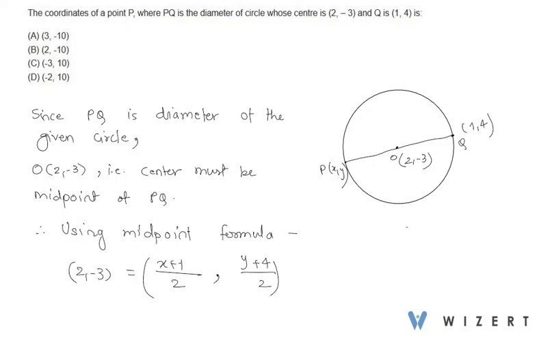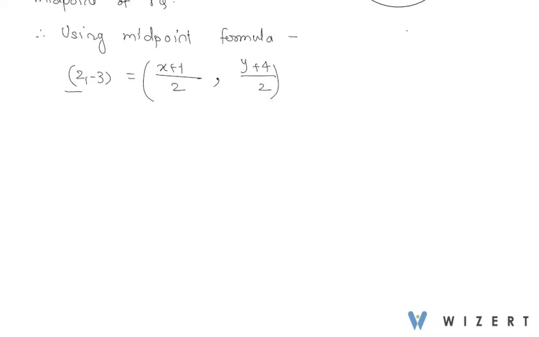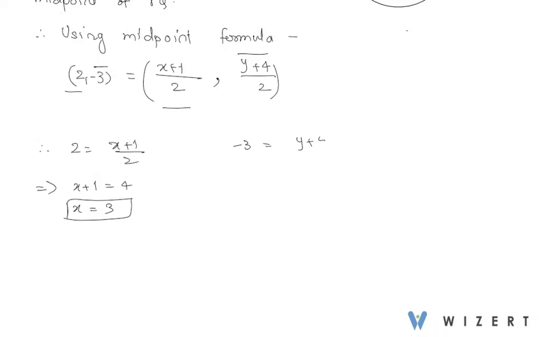This we have. Now we'll simply equate the respective x coordinate and y coordinates. So 2 will be equal to this and -3 will be equal to this. Therefore 2 equal to (x + 1) by 2, that gives us x + 1 equal to 4 and x equal to 3. Similarly, -3 equal to (y + 4) by 2, that gives us y + 4 equal to -6 and y equal to -10.